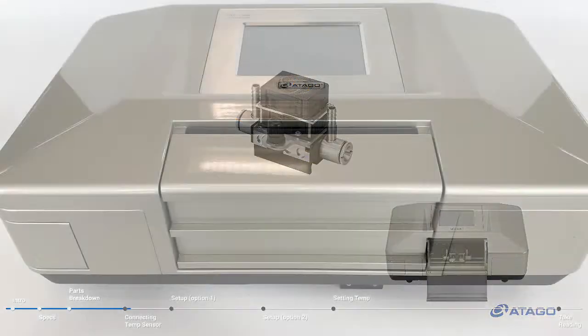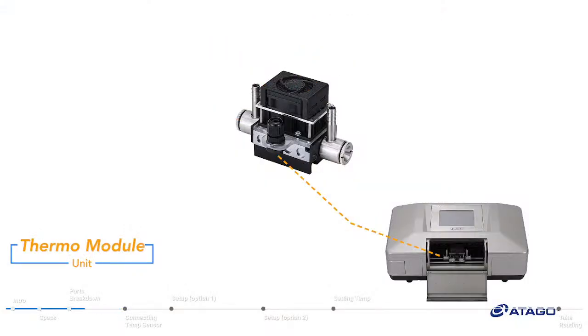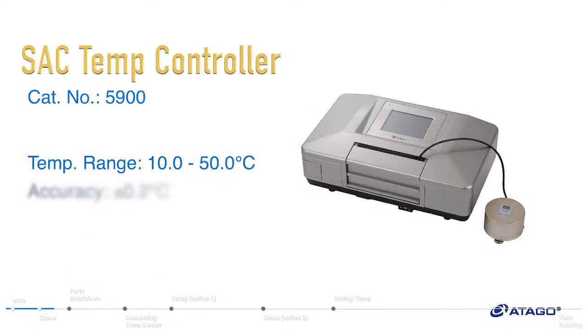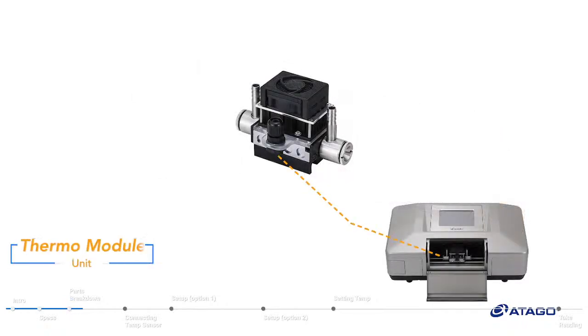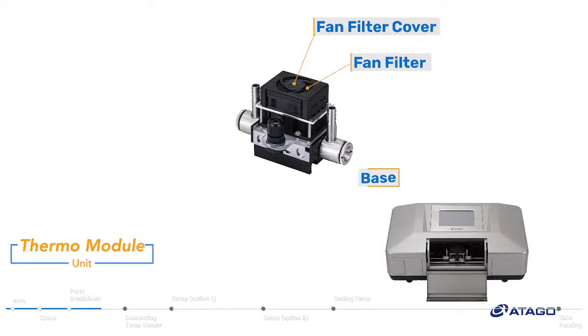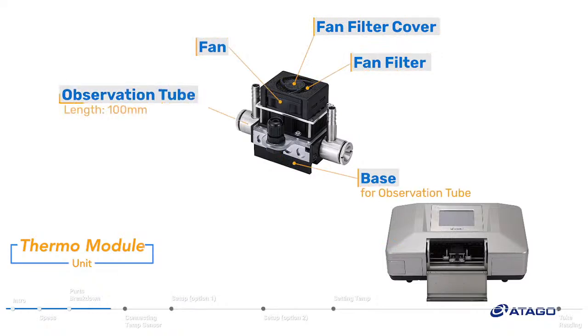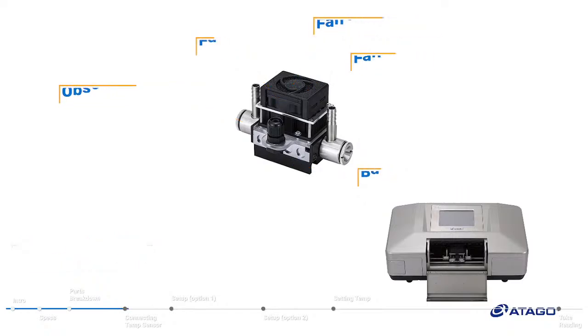Sorry, but basically it's divided into the fan. You have the fan filter, you have the base, you have the cover, and you have the observation tube.